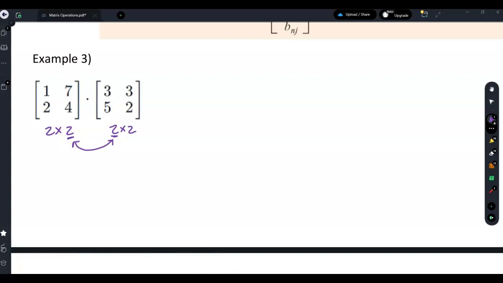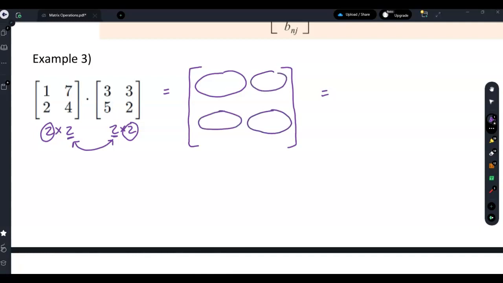And then my answer is going to have the outside dimensions. So in this case, my answer is going to be a 2 by 2 matrix. I'm going to go ahead and draw that a little bit big, that 2 by 2 matrix that I should be getting. My 2 by 2 matrix is going to have 2 rows and 2 columns, so there should be 4 spots in my answer.